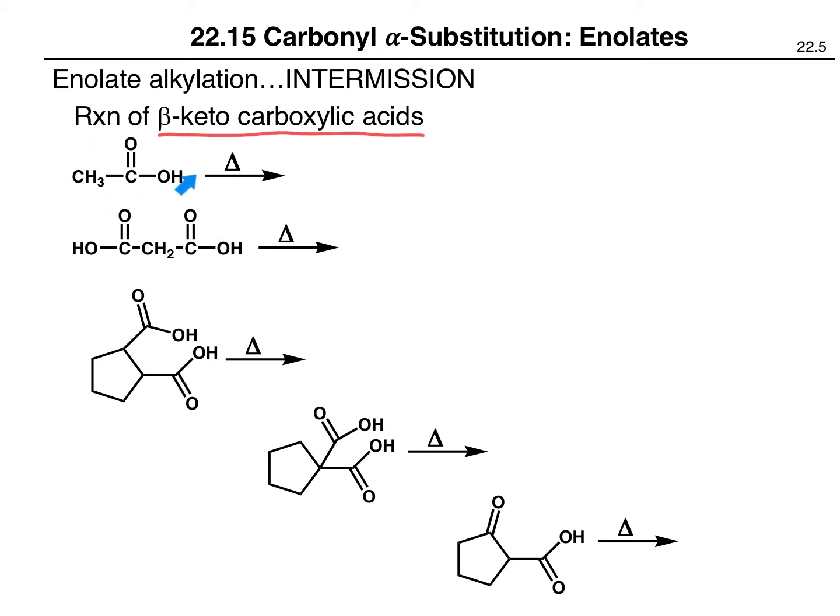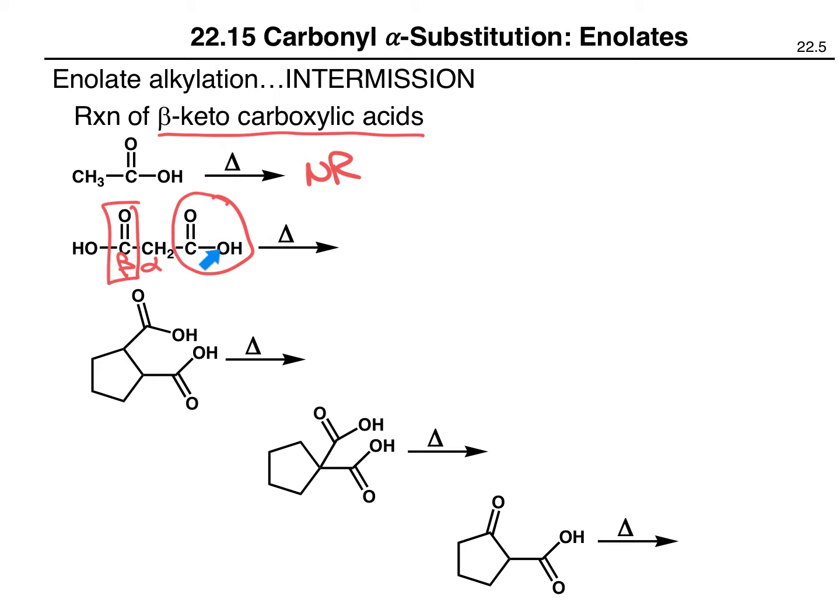Now, if we have a regular carboxylic acid and we heat it up, we get no reaction. So this reaction that we're looking at is not common to every carboxylic acid, only to a carboxylic acid that has, alpha beta to it, another carbonyl. As long as we have one carboxylic acid, then alpha beta to it, this could be an aldehyde or a ketone or an acid or an ester. So there's a variety of structures possible here, but this one has to be a carboxylic acid.